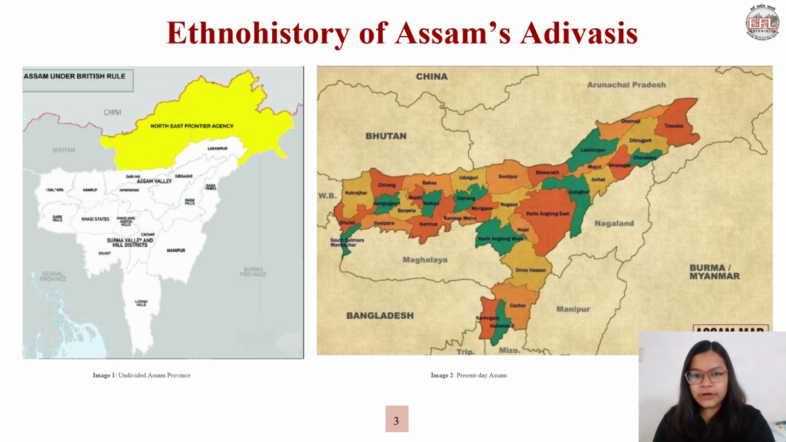So this is the map of current day Assam, where you can see that Meghalaya, Manipur, Nagaland, and Arunachal have become independent states of their own. And our neighboring countries include Bangladesh, Burma or Myanmar, Bhutan, China, etc. Now going to the next slide.